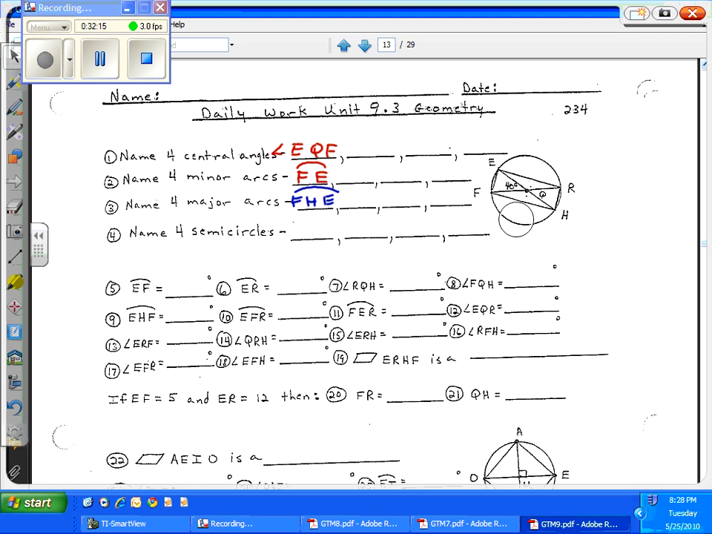It says name 4 semicircles. To find a semicircle, you first find a radius. A radius will create a semicircle. The endpoints of the chord of the semicircle are the endpoints of the diameter.